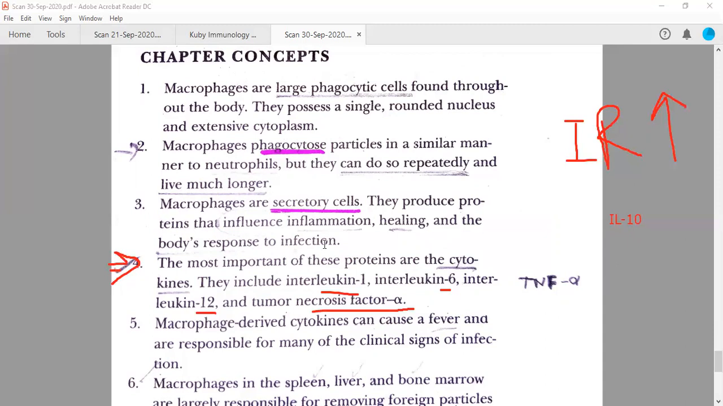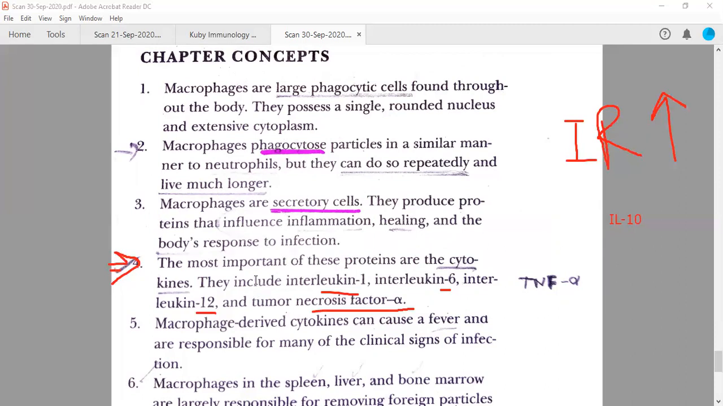Macrophages are secretory cells. This is also very important because they're producing a large number of proteins. Around 100 proteins are produced because they have a Golgi body and rough endoplasmic reticulum. They produce proteins that influence inflammation. They take part in healing, wound healing or tissue repair, and the body's response to infection. They will activate other cell types. So they will regulate the body's response to an infection or an injury, right?